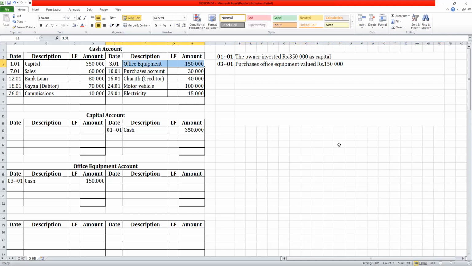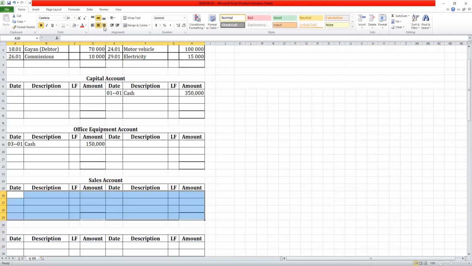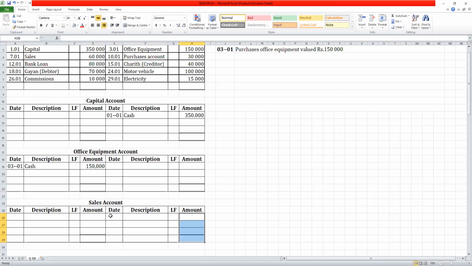Now the third transaction, sales 60. So for you to get the complete understanding, this is the next account you have to draw. Sales account, and it should be credited. The date is 7th January. Cash 60,000.